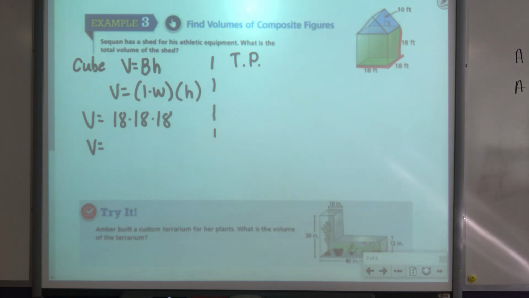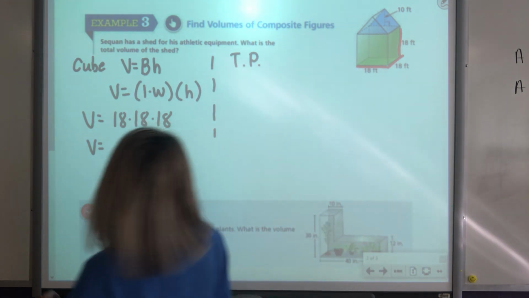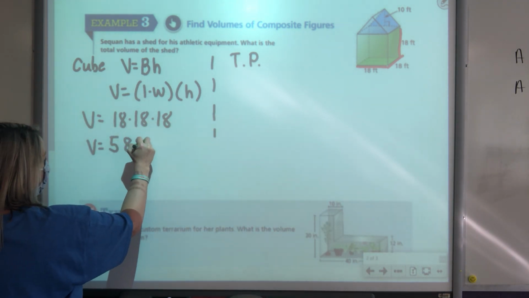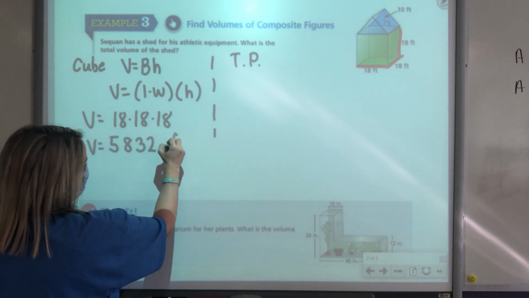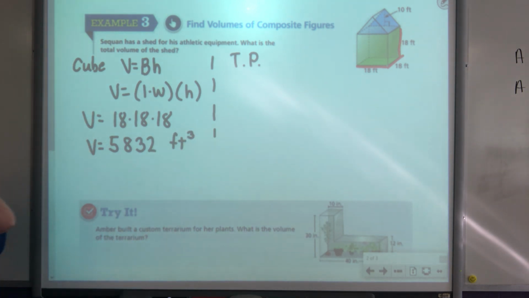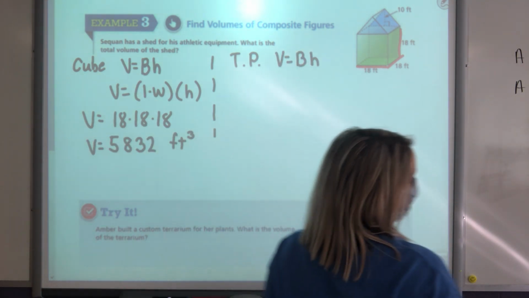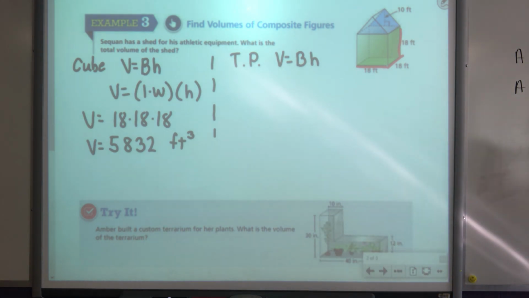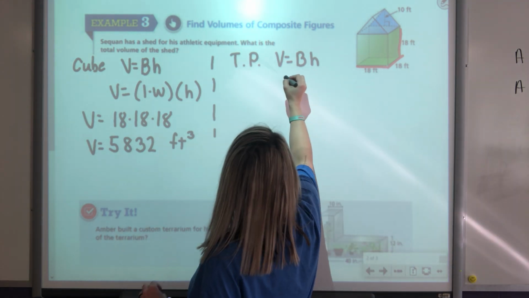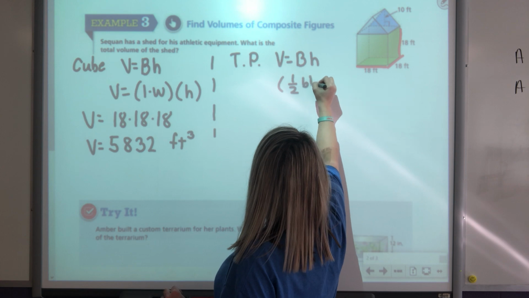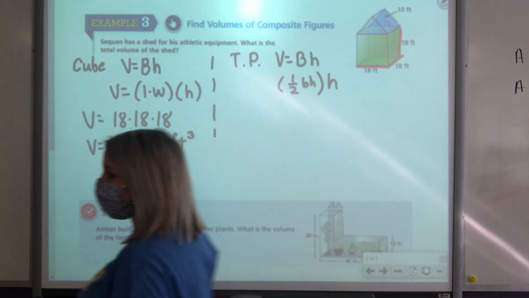Volume just of our cube? Okay? Very good. 5,832. And because our measurement is feet, we're going to go feet cubed. Okay, so again, for our triangular prism, volume is equal to base area times the height. What shape is the base of a triangular prism? A triangle. So our base area is going to be half base times height, and then times the height.